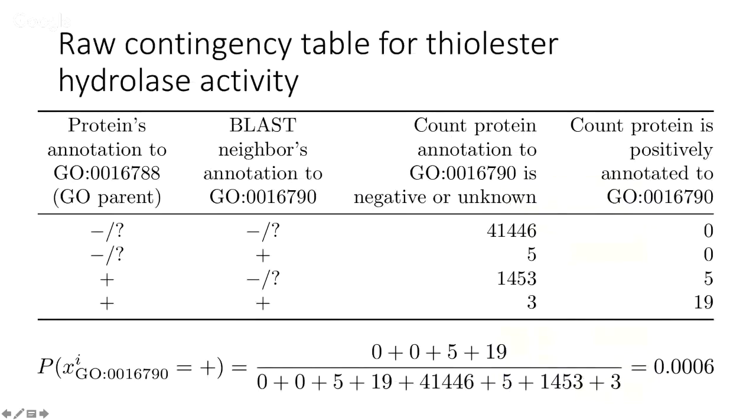So if we wanted to compute the background probability of a protein being a thiol ester hydrolase, all we do is take all the times that the protein was positively annotated to thiol ester hydrolase, and divide by the total number of observations. And we get way less than 1%.